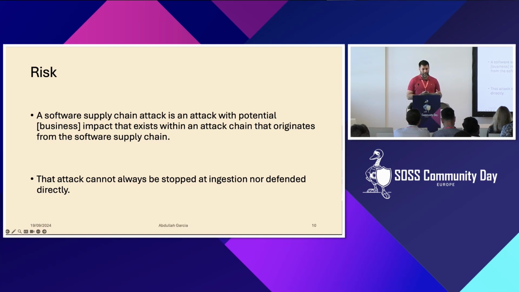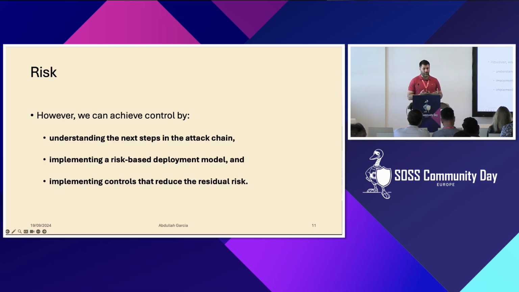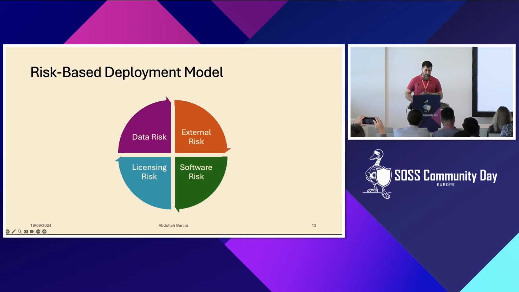Now, typically, these attacks cannot be stopped at ingestion nor defended directly. Does that mean that we are completely useless against these kind of attacks? No, the answer is no. So we can achieve control. We try to understand what are the next steps in the attack chain, right? We implement a risk-based deployment model, and I'll talk about it in a bit, and we implement controls that reduce the residual risk. Now, for the risk-based deployment model, we have 4 factors.